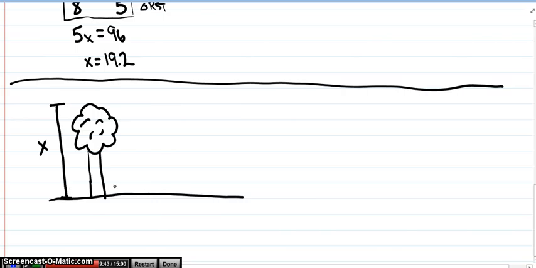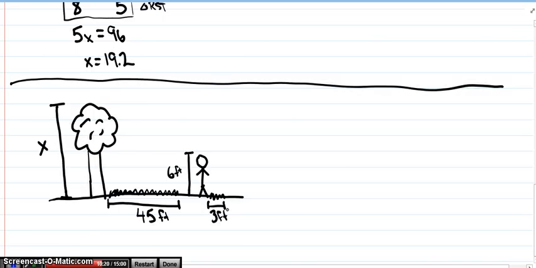But it does cast a shadow. And here's my version of a shadow. That is 45 feet long. You look at yourself, and let's just use 6 feet because that's an easy one. You know that you are 6 feet tall. This is definitely not to scale. And your shadow that you cast is 3 feet long. And those would be two really easy things to measure because you know your height and you can quickly measure your shadow.